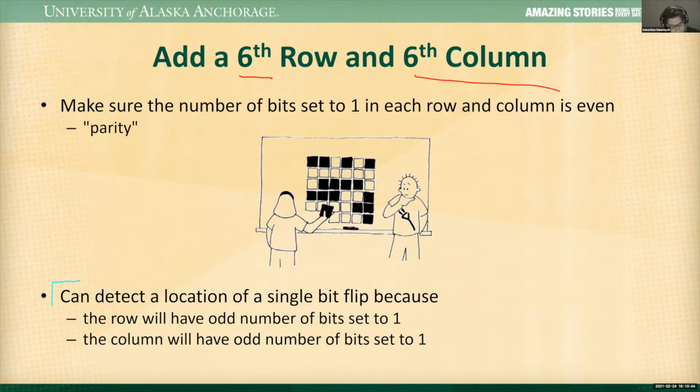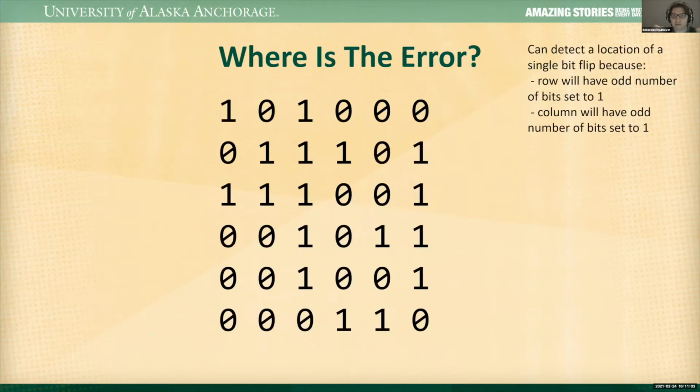With this scheme, we can detect the location of a single bit flip because we can check every row and column, and every one of them should have an even number of ones. If any one of them has an odd number of ones, we know that an error has occurred in that row or column. So as an interactive exercise, can someone mark on the screen, or tell me, you can type it in chat too, which one of these bits has been flipped? Go ahead and just talk and discuss or tell me where it might be.